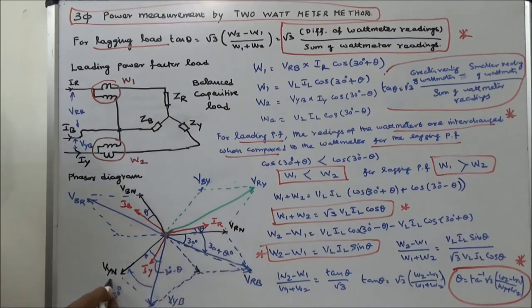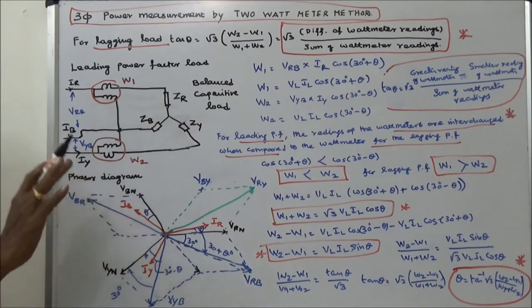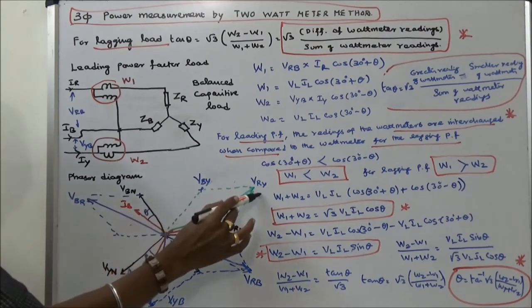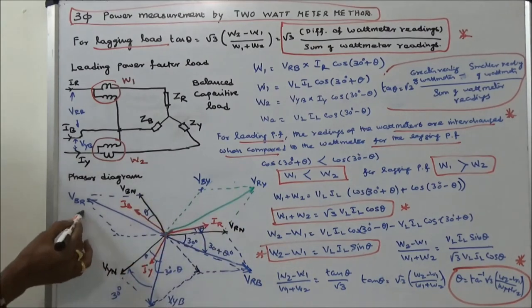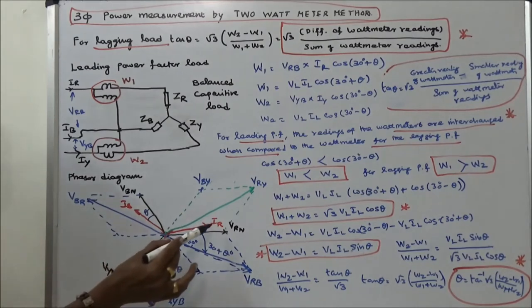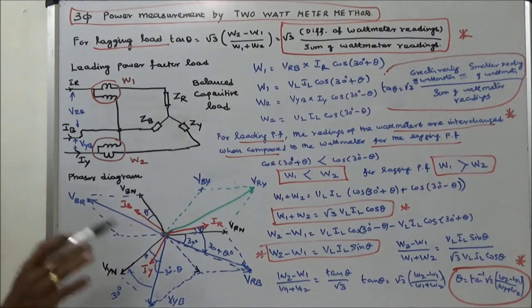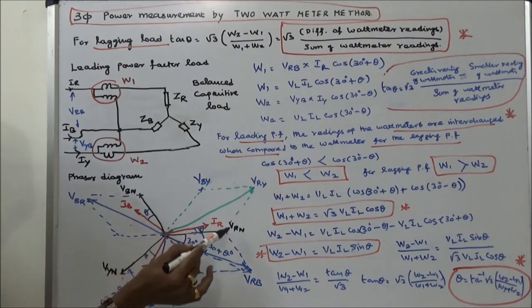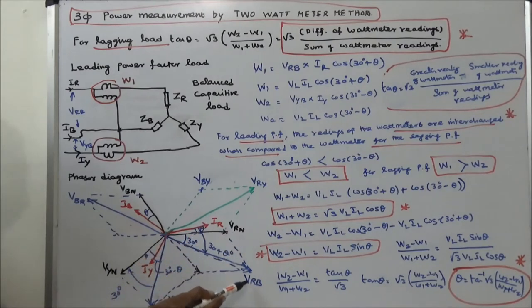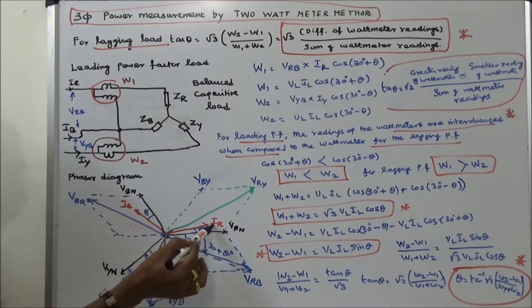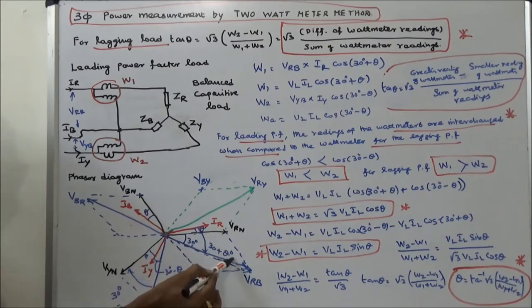VRN, VYN, VBN are the per phase voltages. VRY, VYB, VBR are the line voltages. IR, IY, IB are the line currents. The angle between IR and VRN is theta. Angle between VRN and VRB is 30 degrees. Therefore, the angle between IR, which is the line current, and VRB, which is the line voltage, is 30 plus theta.